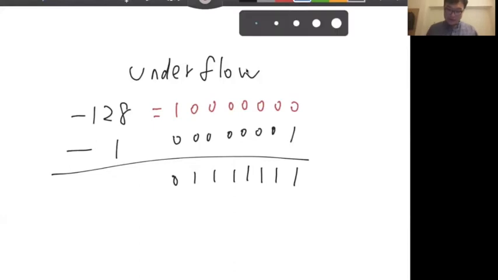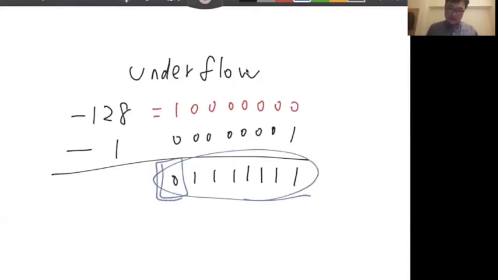And this is actually a positive number, right? So you do a negative number minus 1, but you got a positive number. This also makes no sense. So you need to take care of the range of these signed numbers to avoid overflow and underflow. This is something you need to pay attention to when you work with these signed numbers in binary.